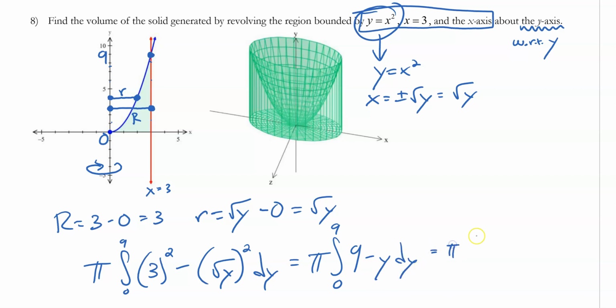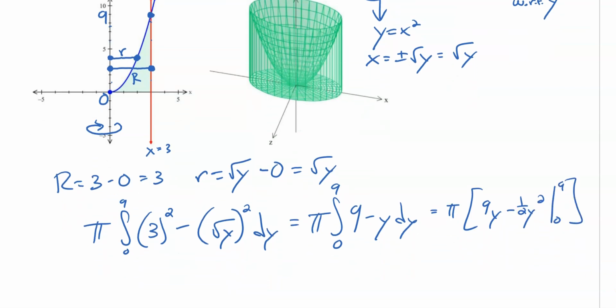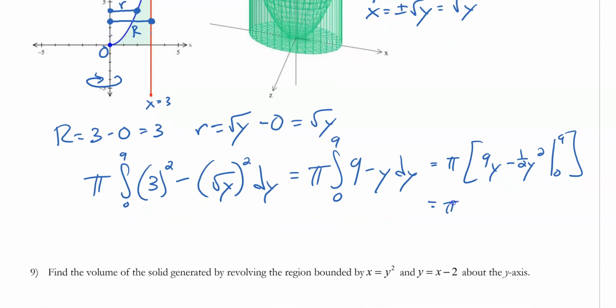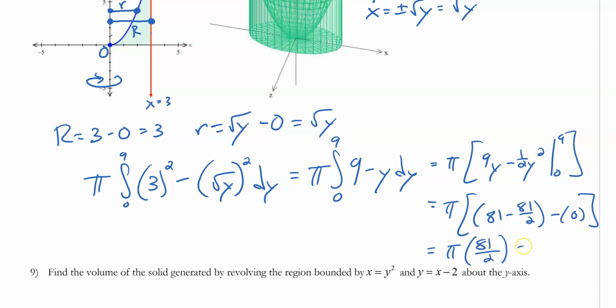And this one's not terribly bad to do, right? This is just going to be 9y minus 1/2 y squared, 0 to 9. So if we plug everything in, we're going to get pi. This will be 81 minus 81 over 2 minus 0. Okay, so this is going to be pi times 81 over 2. And that would give us 81 pi over 2.